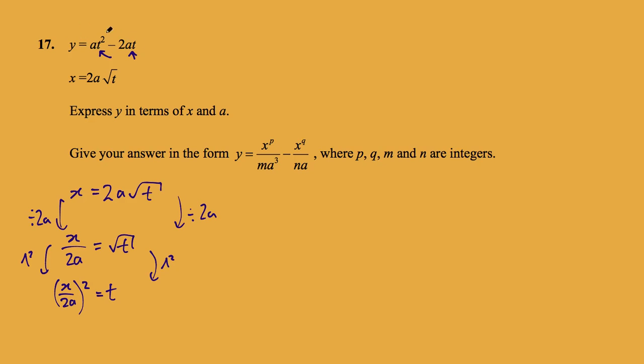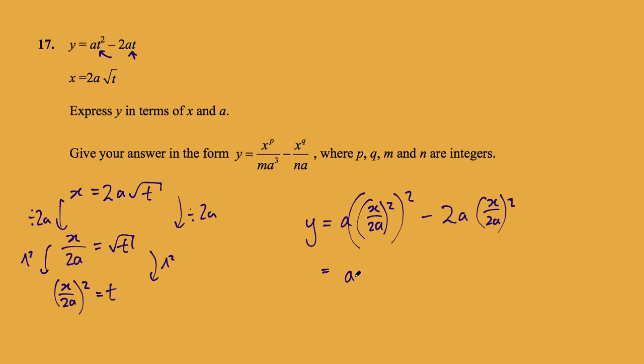I can now put that into this formula here. So y equals a times by t squared. So that's x over 2a squared, but that's t, and so all of that needs to be squared as well to make it t squared, minus 2 lots of a times by t, which is x over 2a squared. And now I'm going to start looking at how this needs to be written out in the answer. It wants two fractions in terms of x and a.